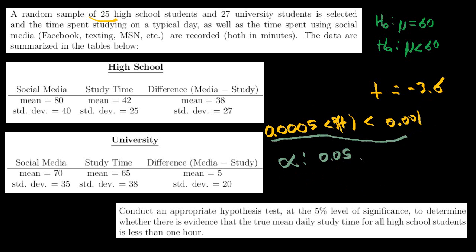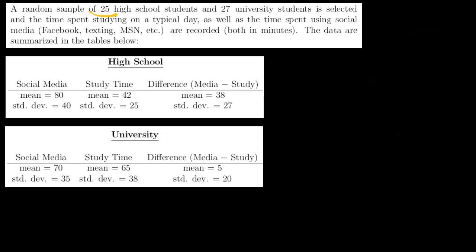We can say that we have enough evidence to conclude that the null hypothesis is wrong. That means the actual study time high school students spend is less than an hour each day. And that is the answer to that question. Moving on to the next one then.